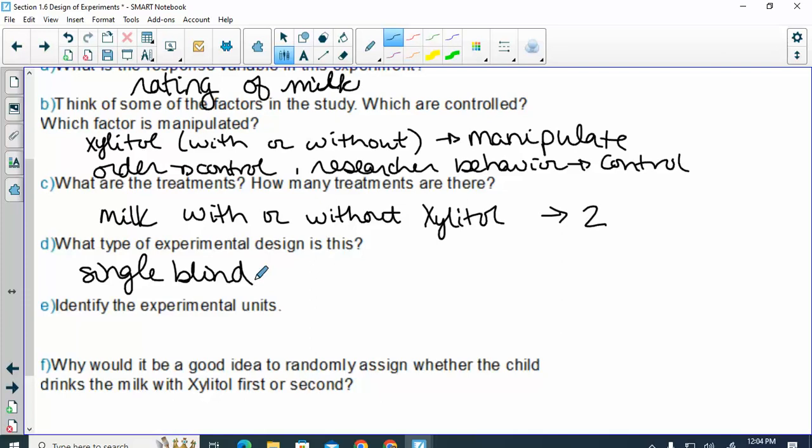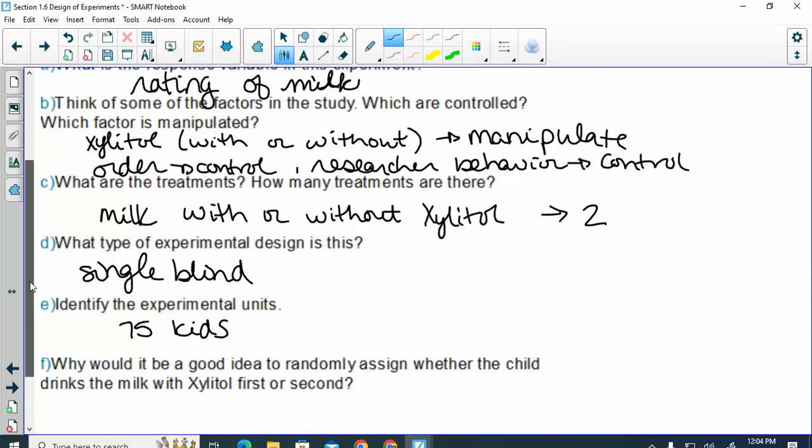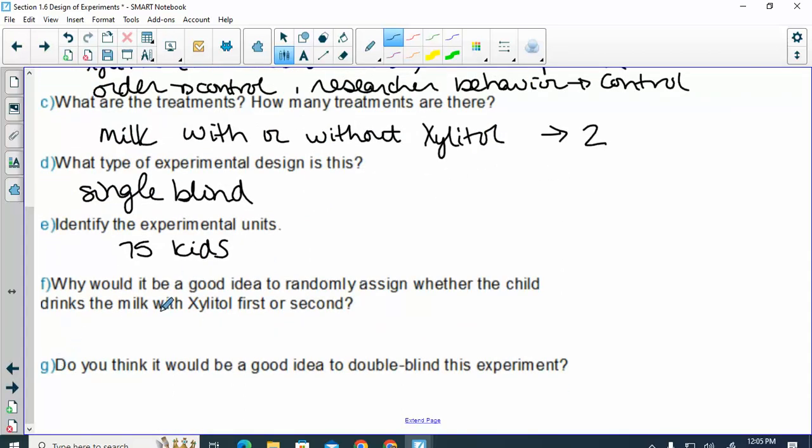If I were looking at, okay, here's how you rated this one, here's how you rated this one, I'm going to compare your rating of the two. So it depends on how I looked at that data. Who are the units? Kids. Yep, the 75 kids that we looked at. We already talked about why it would be a good idea to randomly assign. Basically we're just trying to remove that lurking variable.